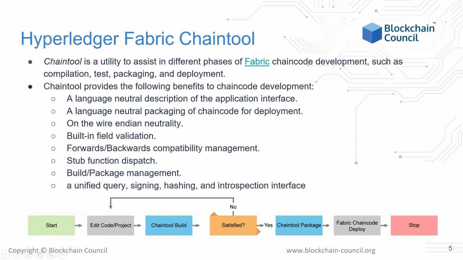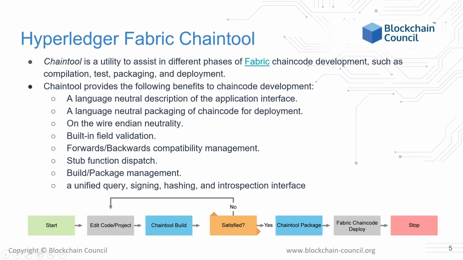Chain Tool can provide various benefits over chain code development. For example, it provides a neutral description of application interface, and by neutral we mean that it does not require any specific programming language for the application interface, whether it is written in Go, Node.js, or any other programming language. It will run the chain code without any problem. Next is wire-endian neutrality, which means that it can run both big-endian and little-endian, which means it can support both Unix and Windows-based systems. Moreover, built-in field validation means that Hyperledger does not require any external third party for validation.